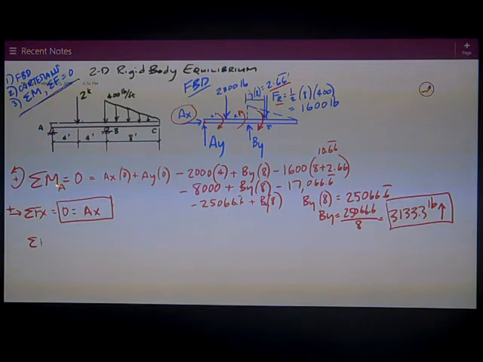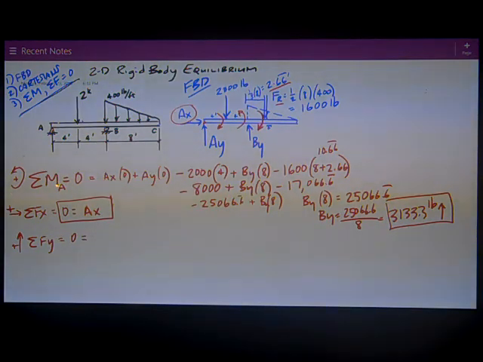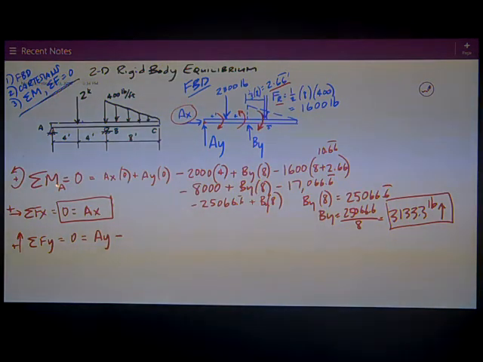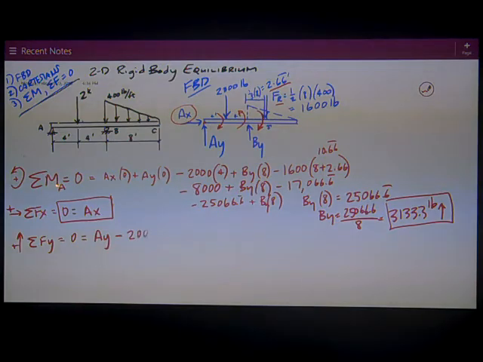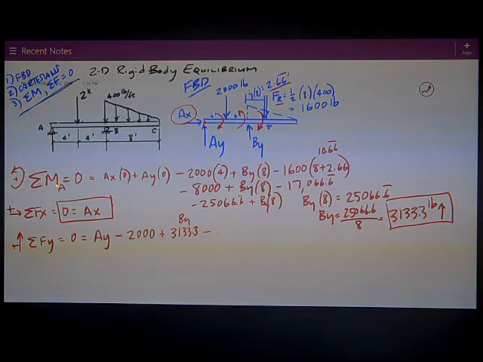Finally, I do sum of forces in the Y direction. Positive is up. It's equal to 0. Look back at my free body diagram. I've got AY, which I don't know yet, positive because I've assumed it up. Negative 2,000 because it's down. Positive BY, which is 3133. And then minus my FR, which is 1,600 pounds.